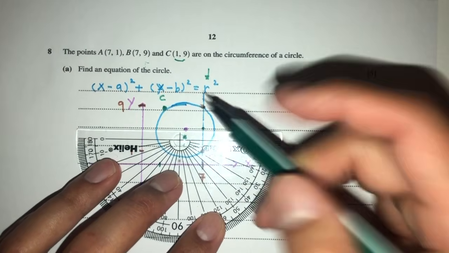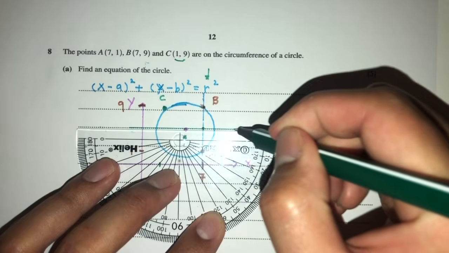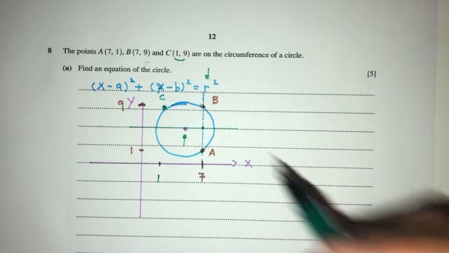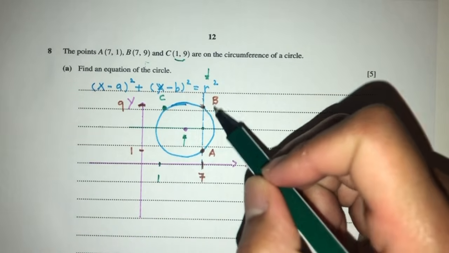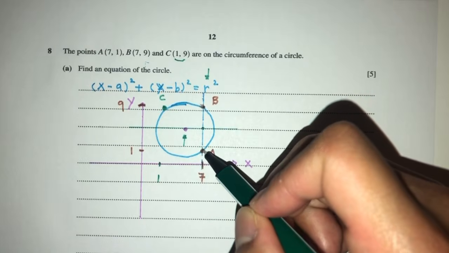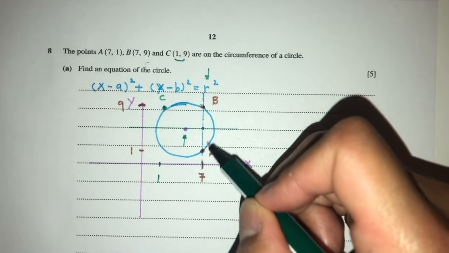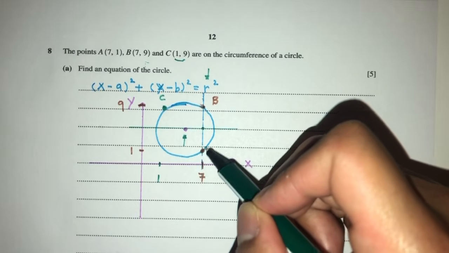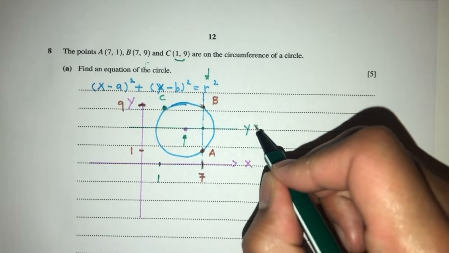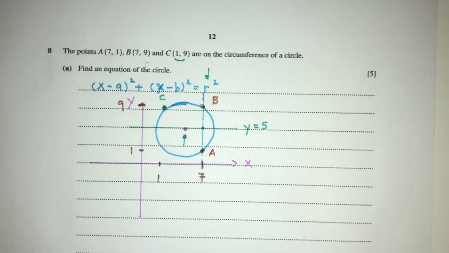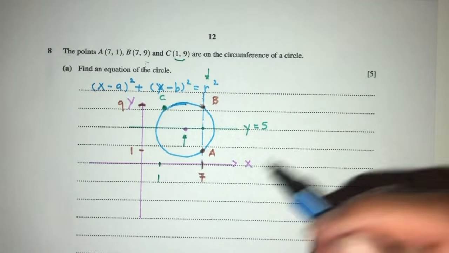So the first thing I can say, what is the equation of this line? Because I know this is a straight line, this value here is 9, this value here is 1, the distance here is 8, so halfway, 8 will be 4, so we count 1 plus 4 has to be 5, y equals 5. That is my equation of this line.